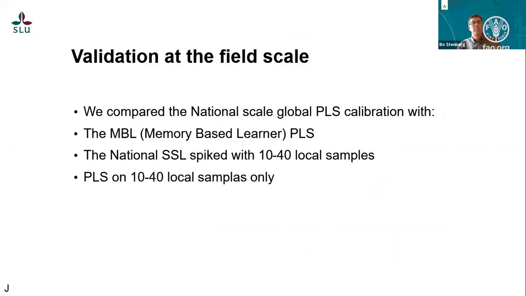So validation at the field scale. We compare the national scale global PLS, just the straightforward PLS, the memory-based learner, which was selecting the most similar samples. And then we select them to the field to get rid of this bias, for example. And the national soil spectral library, which we spiked with. So we tried to move the model in the direction of the type of samples we had in the field, and also just without using the National Soil Spectral Library at all, just to make a few sample calibration for the particular farm.